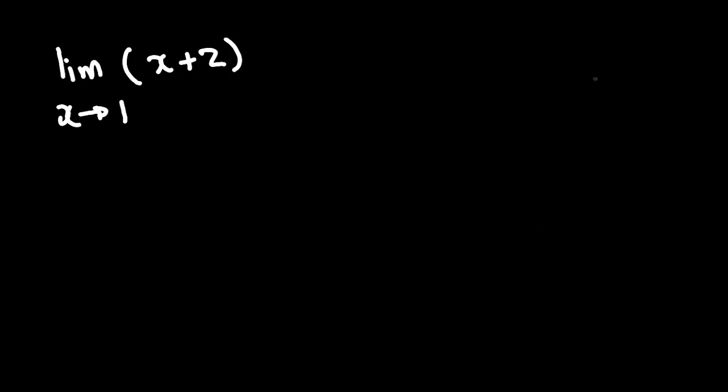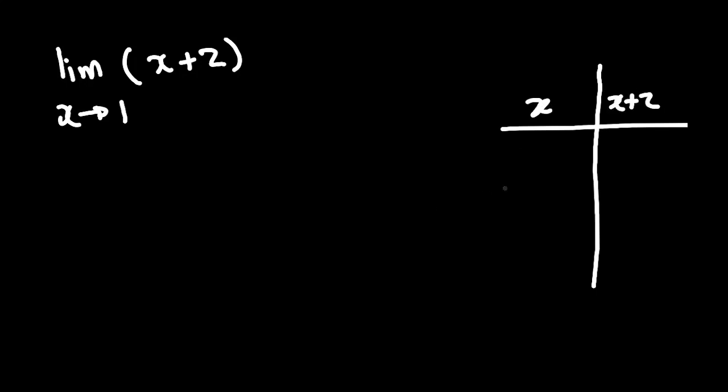When I'm using a tabular form, we have something which will look like this. I will have my x plus 2 here, and my x values here. I will use values that are close to 1, starting from left to right: 0.9, and let's go closer and closer to 1: 0.99. Then let's approach 1 from right to left: 1.1, 1.01, like this.